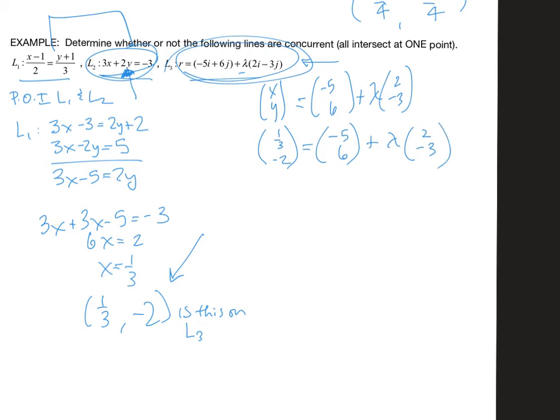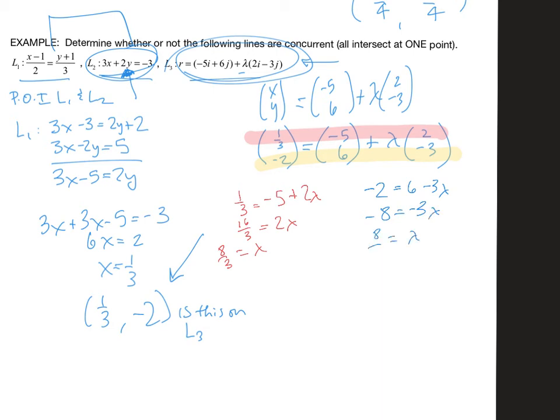Okay, so there's two equations right there. Let me, in fact, highlight them so you can see the two different equations. There's the top line versus the bottom line, two separate equations. Let me write the top one in red. I have 1/3 equals -5 plus 2 lambda, which if I solve becomes 16/3 equals 2 lambda, or lambda equals 8/3. And then if I solve the second one, -2 equals 6 minus 3 lambda, which is -8 equals -3 lambda, lambda equals 8/3.